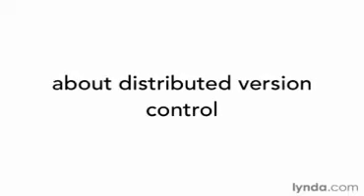In this movie, I want to explain what distributed version control means so we can understand why this is such an important feature of Git. In the previous movie, where we looked at the history of version control systems, we talked about SCCS, RCS, CVS, and SVN, four of the most popular version control systems of the past. And all four of these use a central code repository model.